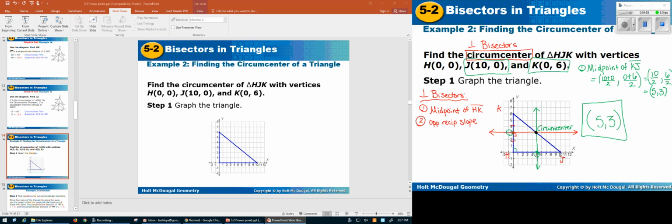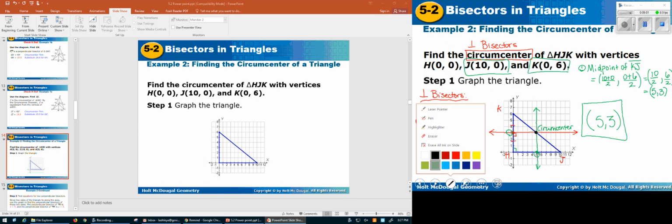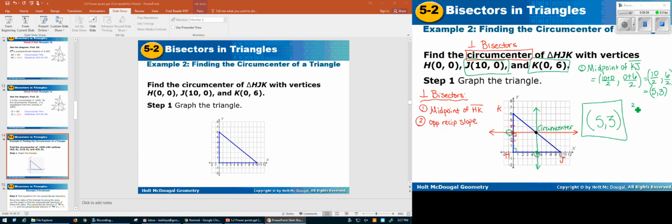And then we would find the opposite reciprocal slope. So remember, the second step then would be to find the opposite reciprocal slope. So second, we want the perpendicular slope. So that means we need to find the slope of KJ and then take the opposite reciprocal. Since it's on the graph, I can just count. To get from K to J, I would go down 6, which is negative, and right 10, which is positive. And so that gives me a negative 3/5.